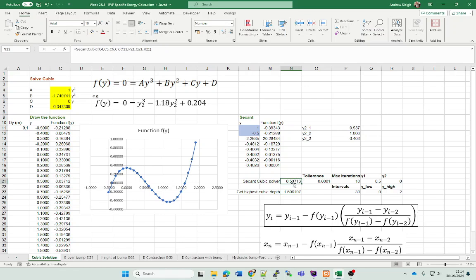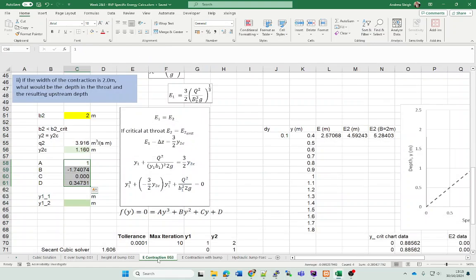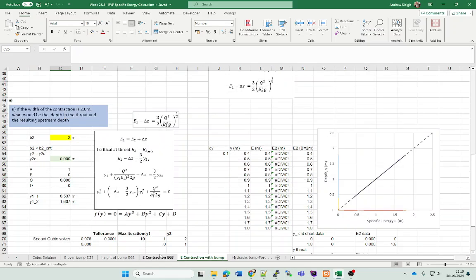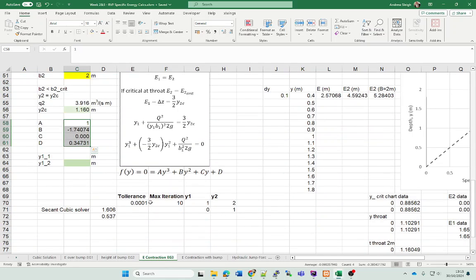The secant cubic solver calculated that top one, but we can change these parameters to try and get the higher one. And the automatic get highest cubic depth function has calculated 1.606. Let's go back to our contraction. The secant solver there has calculated 1.606 as well.